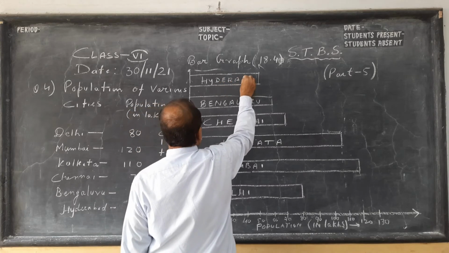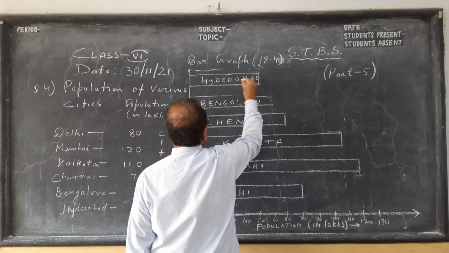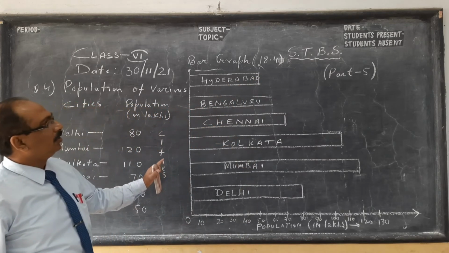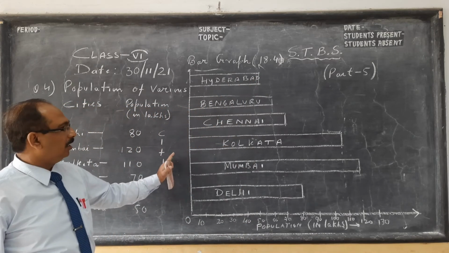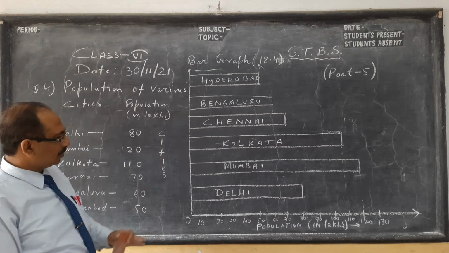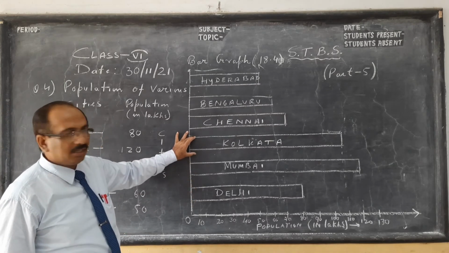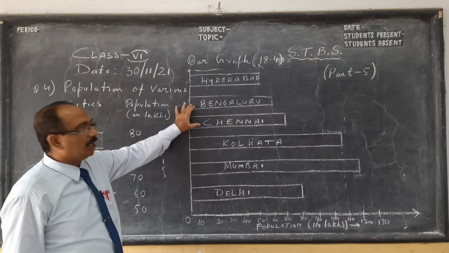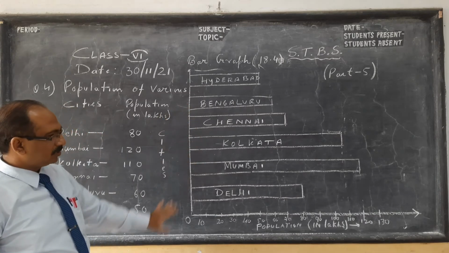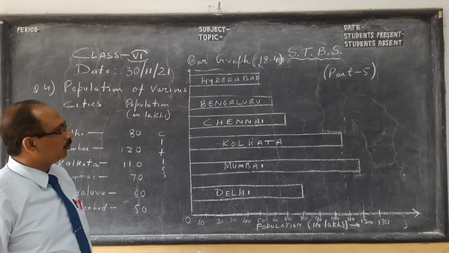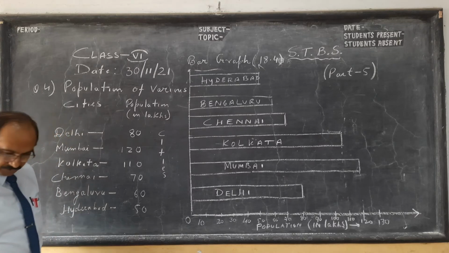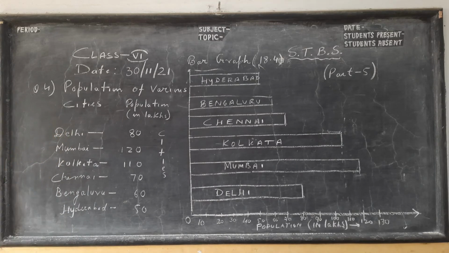So this is how we draw a horizontal bar graph. See here two things, as I told you: the breadth of the bar and the gap between the bars have to be the same. Since I am not using graph paper or a ruled copy, this is how we draw. Now next we will see what the questions are based on this bar graph.